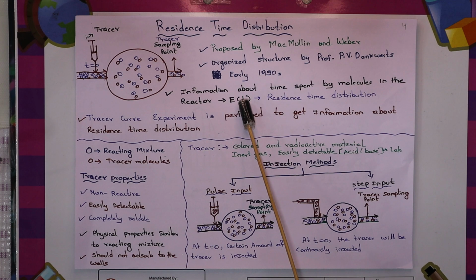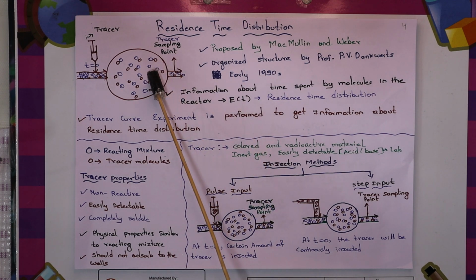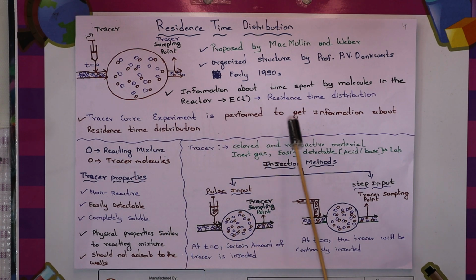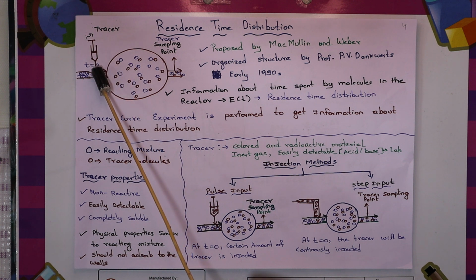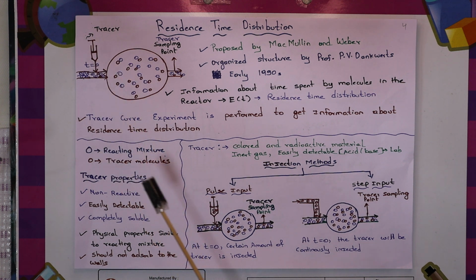That means by plotting the E of t curve, you can get the information about the residence time of the molecules. A tracer curve is performed to get the information about residence time distribution. Okay, the blue one is a reacting molecule, the red one is a tracer molecule. And what should be the properties of the tracer that you are putting in the non-ideal reactor?